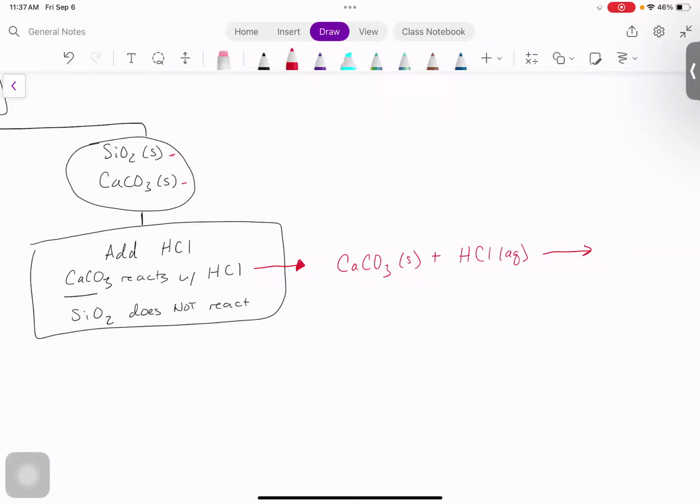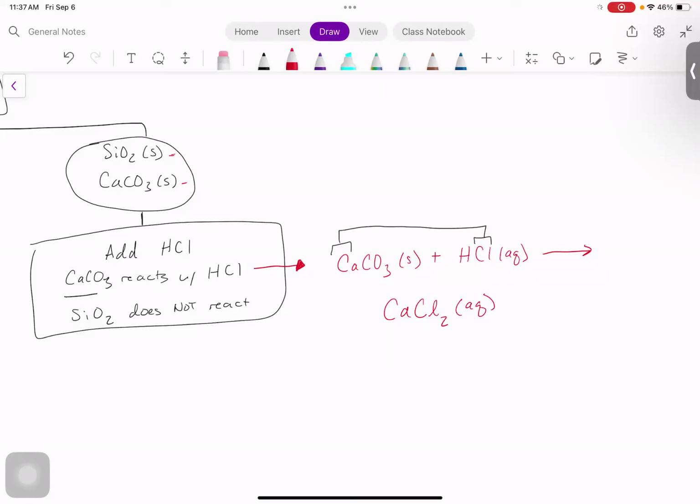What we're going to form is this calcium is going to combine with the chloride in order to make calcium chloride. I'm going to use a lowercase l so that it doesn't look like an I. CaCl2, calcium chloride, and that is aqueous. Aqueous meaning soluble. So by reacting calcium carbonate with hydrochloric acid, what we make is calcium chloride, which is soluble.